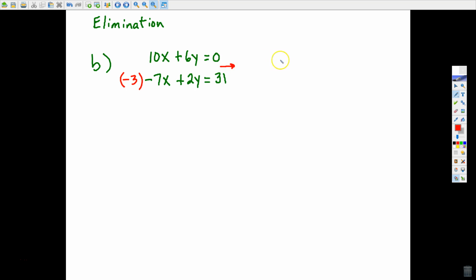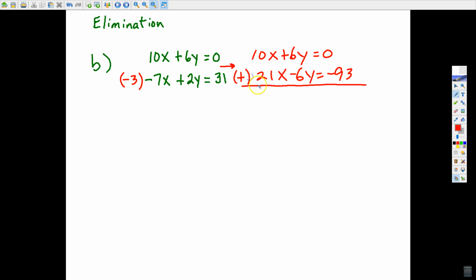Okay? So I'm not doing anything to the top equation. But the bottom equation is going to become 21x minus 6y is negative 93. Okay, so identify what's it going to take, addition or subtraction, to eliminate y. Obviously they're opposites, so I'm going to have to add. So that means I've got to add all the way across. 10 plus 21 is 31x. The y's cancel. 0 plus negative 93 is negative 93. And so x is negative 3.